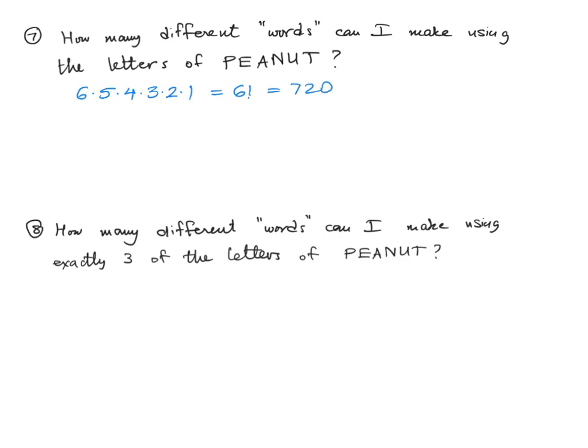Now for problem 8, how many different quote-unquote words can I make using exactly 3 of the letters of peanut? Well, I have 6 choices for the first letter, and then 5 choices for the second letter, and then 4 choices for the third letter, and then I stop. And when I calculate that, I end up with 120 possibilities.